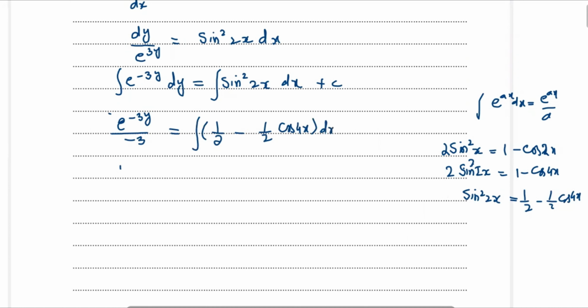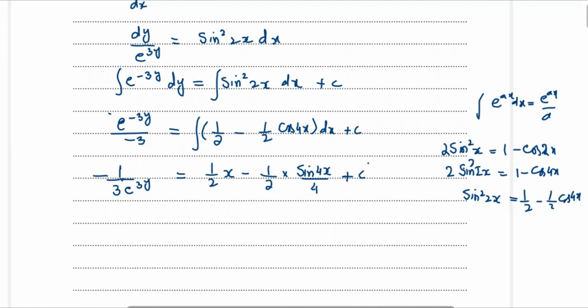Now we integrate this. You see here that the value becomes 1 over 2 x minus 1 over 2, written as it is. The integration of cos 4x is sine 4x over 4. Now plus c, and that is minus 1 over 3 e power 3y. Now this is the equation, this is the solution of the differential equation.